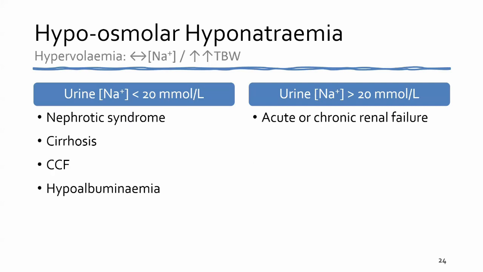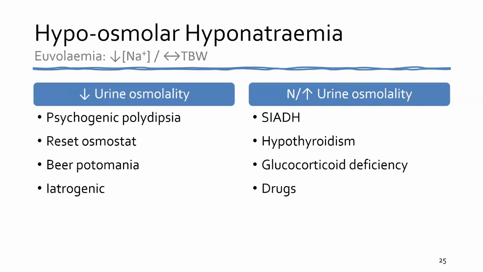Then the hypovolemic patients. As I said, these are the common causes that we know of inappropriate water retention, so it can be things like nephrotic syndrome, cirrhosis, heart failure, hypoalbuminemia, and then acute or chronic renal failure. And then the euvolemic patients, so again, we can divide it into reduced urine osmolality or raised urine osmolality.